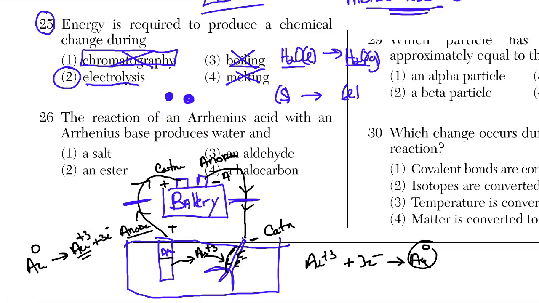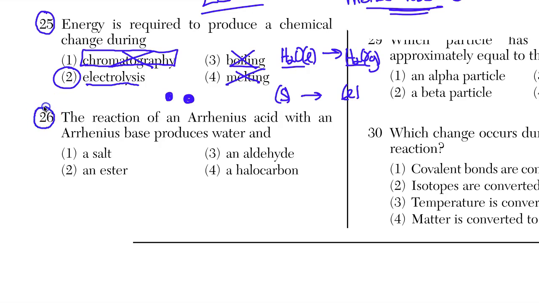Number 25 is 2. Moving on. Number 26, an Arrhenius acid with an Arrhenius base.